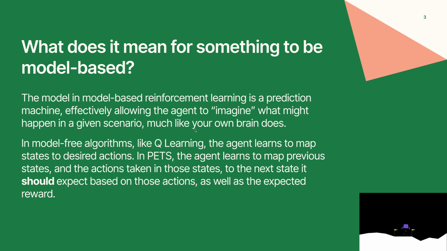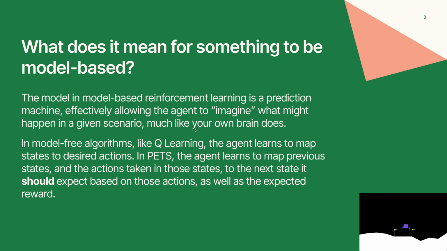Model-based algorithms are a little bit different. A model-based algorithm is going to try to build a model that predicts something about how the world works. It's going to build a model of the world. Again, that's why it's called model-based. And what that allows the agent to do is imagine what might happen in a given scenario. So in PETS, the agent is going to learn to map a state and what action was taken to the next state it should expect based on that action.